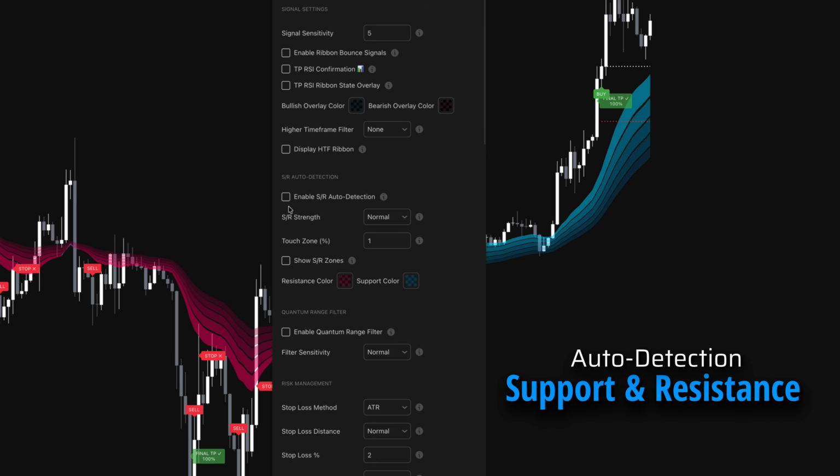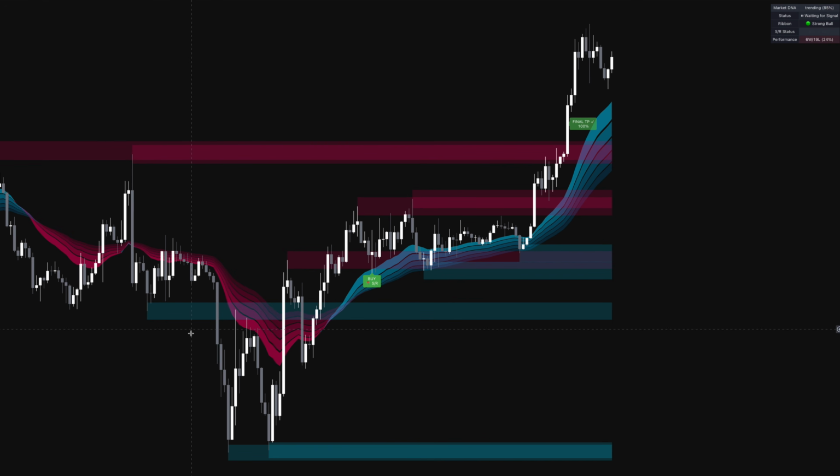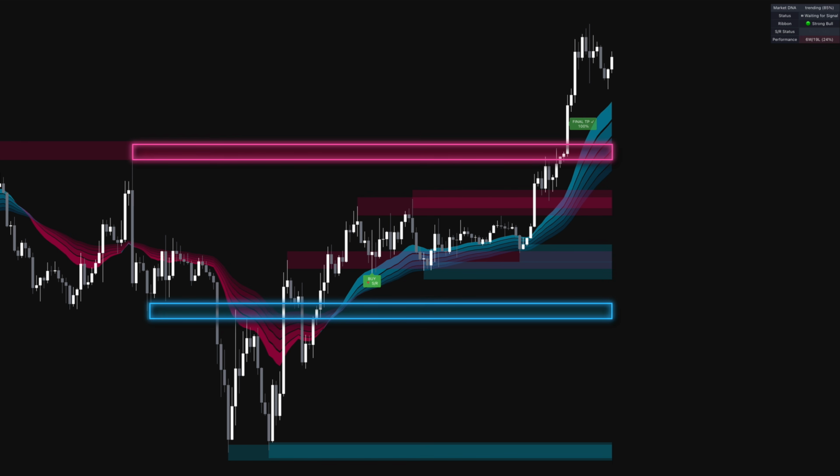This is the headline feature. Enable SR auto detection, and the indicator automatically identifies key support and resistance levels. You'll see visual zones on your chart showing where price has reacted before.